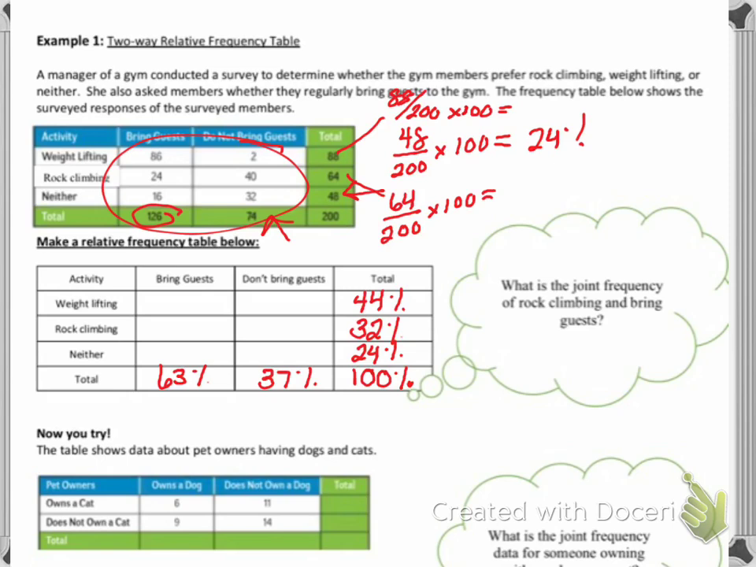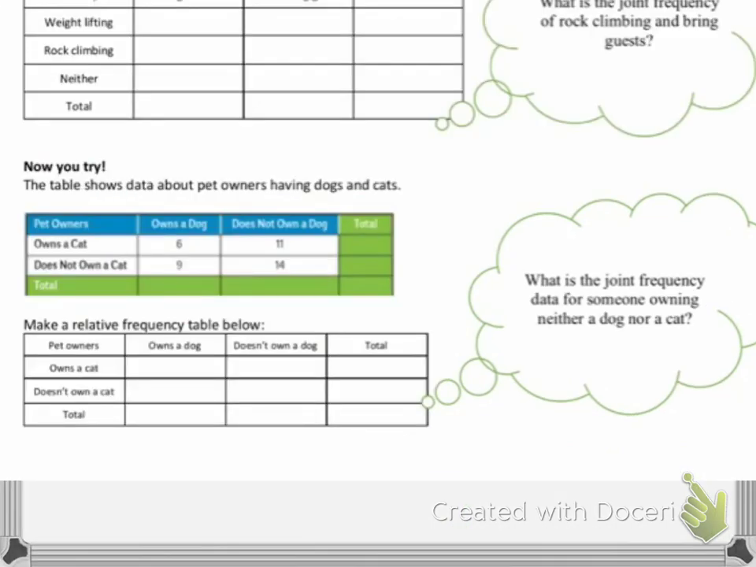So starting with the bringing guests column, weightlifting, that's 43%. And then below that is 12, and below that is 8. So again, these will all add up to 63 if done correctly. And then for my don't bring guests column, I'll have 1% that are weightlifters, then 20% that are rock climbers, and 16% that do neither one. Again, I know I've done this correctly because this will add up to 37 and these totals will add up to 100.